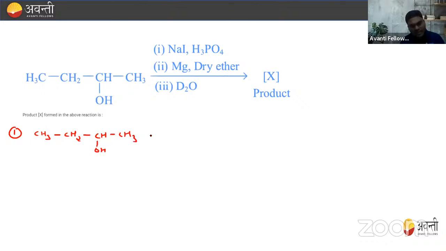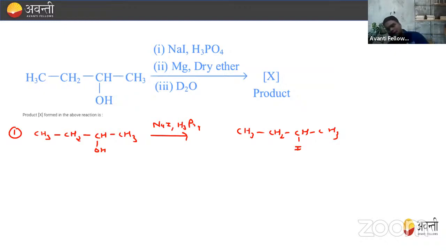We know that whenever the alcohol is treated with NaCl or NaI in presence of H3PO4, this reaction is known as the halogen exchange method. What do they form? They form CH3, CH2, CH, I, and CH3. So this is the simple reaction of alcohol to give the alkyl halide. Now, when this alkyl halide is treated with the Grignard reagent, Mg in presence of dry ether, what will it form?